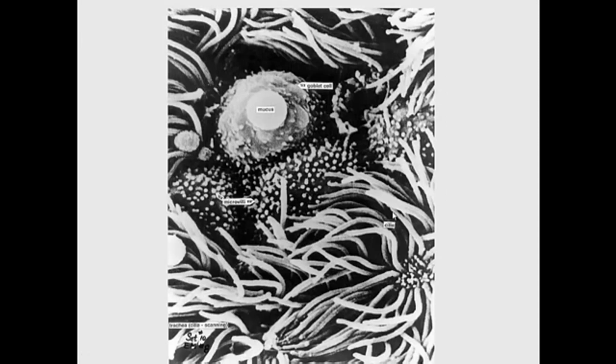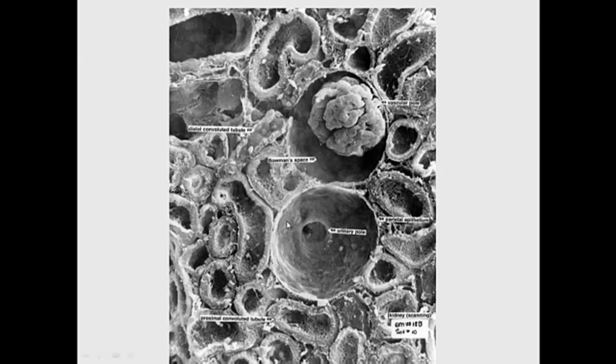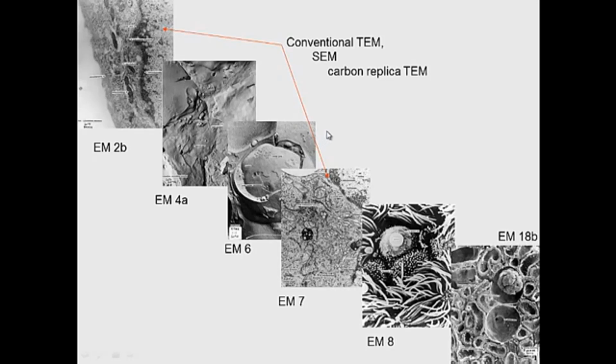This is a different type too. This is scanning electron microscopy, good for surface detail, as you can see. This is scanning EM of a kidney. This is a nephron, a glomerulus that we see. And so in terms of conventional transmission electron microscopy, this one and that one that we saw earlier are conventional. These two are scanning electron microscopy, and these two are carbon replica.